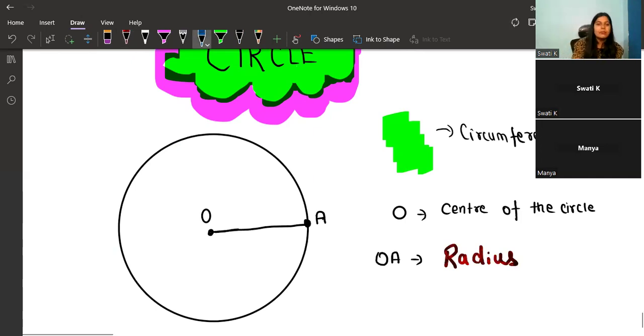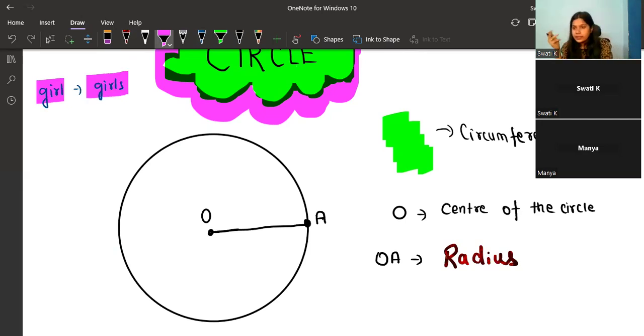Infinite. Very good. Now tell me, Manya, if I'm talking about you only, I'm talking about one girl. But if I talk about your friends from your school, am I talking about girls? Yes, girls, right? Because you were singular, only one. But now I'm talking about the whole class, all your friends, so that becomes the plural, girls. In the same way, here we are talking about only one radius, OA, but we have many radii. Of course, we can draw a lot.